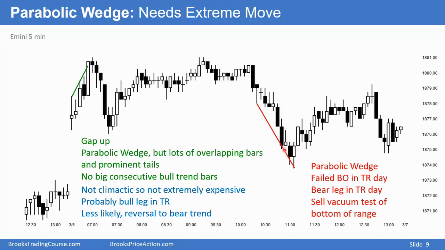2 attempts to reverse here and here, even though not at the same level. It's a type of double bottom. It's also a parabolic wedge. 1, pullback, and then second sell climax, pullback, and then a third final sell climax.